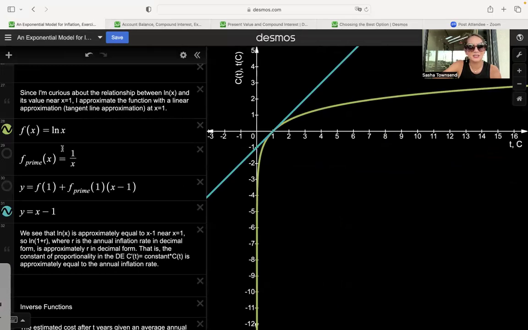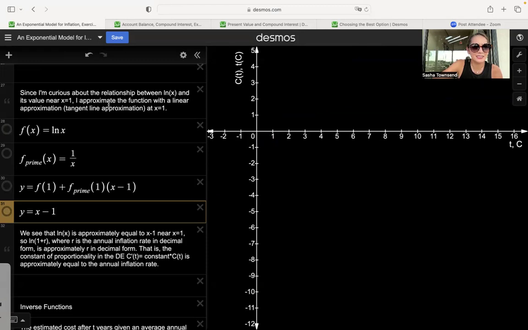If that's the case, when I'm looking at the natural log of 1 plus the interest rate, according to this it's approximately 1 plus the interest rate minus 1. Well, what's 1 plus the interest rate minus 1? The 1's cancel and you just get the interest rate. So the log of 1 plus the interest rate is approximately equal to the interest rate in decimal form. That's kind of cool to see.